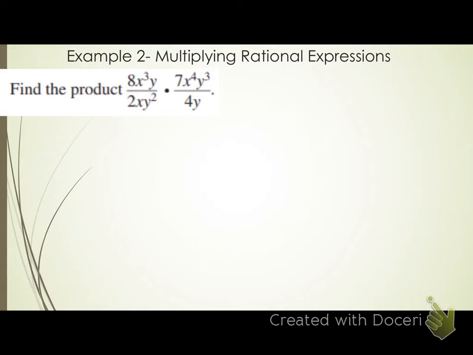Find the product. 8x cubed y over 2x y squared times 7x to the fourth y cubed over 4y.